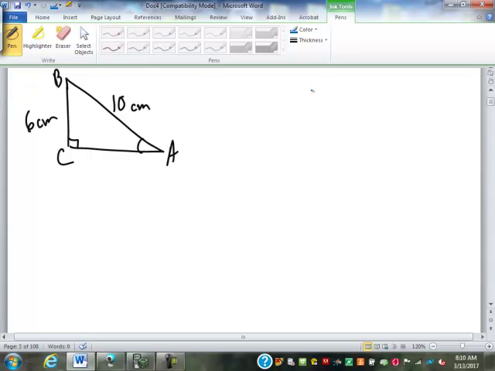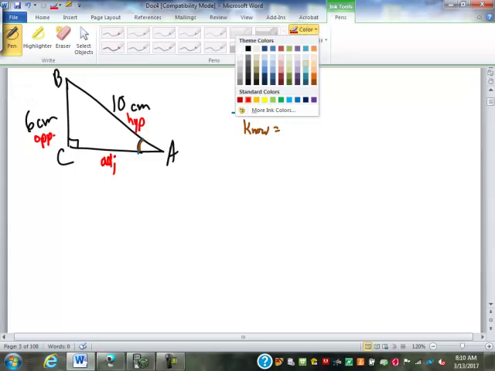Okay, so if I'm asked to find angle A, I look at what I know. Well, from angle A, I got to define these other sides. The 10 would be the hypotenuse. The side I'm missing is the adjacent. I'm not necessarily looking for it yet. And the 6 is the opposite.